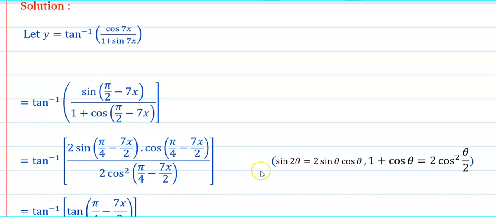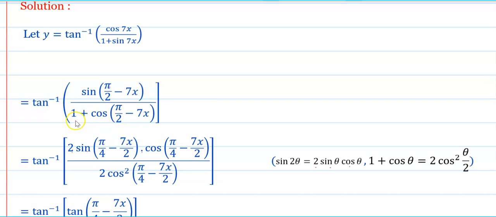Next, sin of 2 times theta is equal to 2 sin theta into cos theta. Similarly here, this is 2 times theta, so we will convert it into 2 sin theta into cos theta. Whatever the angle, divide it by 2. That is 2 into sin of pi by 4 minus 7x upon 2, into cos of pi by 4 minus 7x upon 2. This means we will take half of the angle.